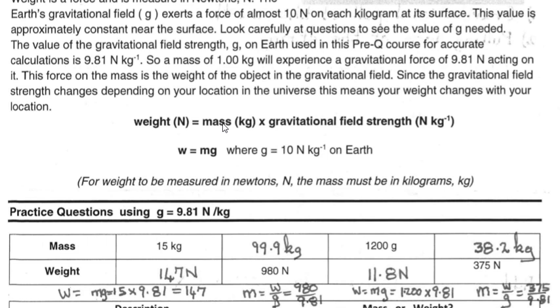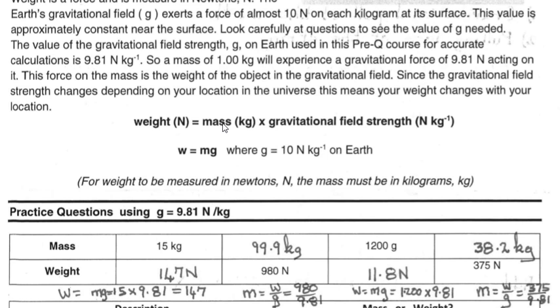It's weight, measured in newtons, equals mass, measured in kilograms, multiplied by gravitational field strength, measured in newtons per kilogram. Sometimes gravitational field strength can also be measured in meters per second squared, but usually it's more convenient to express it in newtons per kilogram. The symbol for weight is W, the symbol for mass is lowercase m, and the symbol for gravitational field strength is lowercase g.